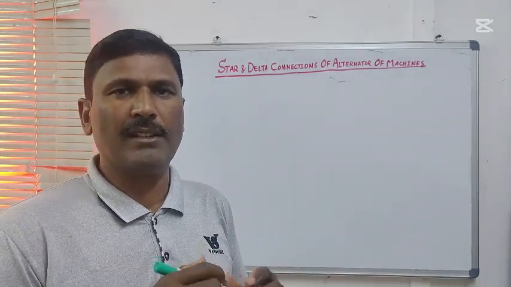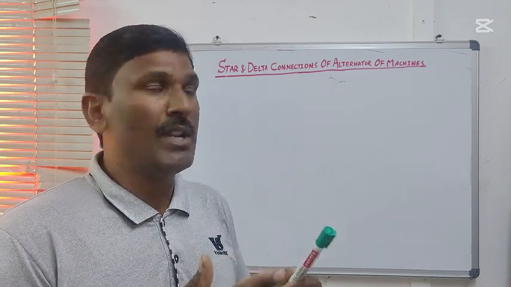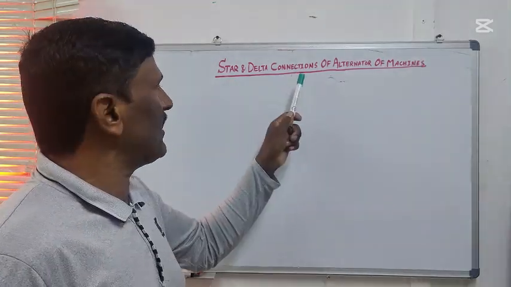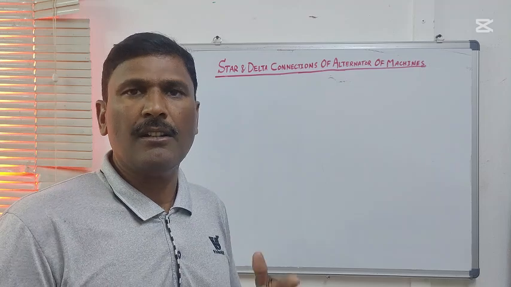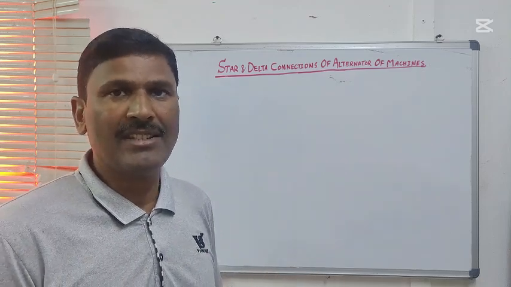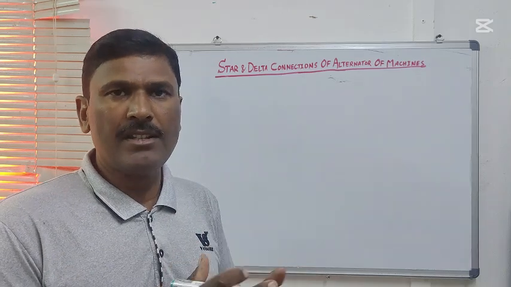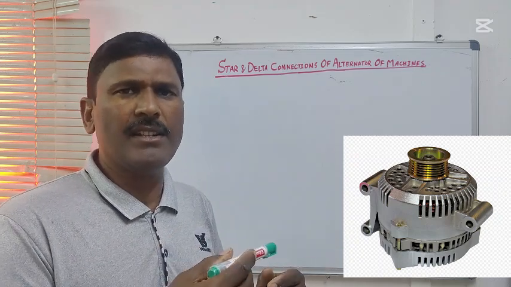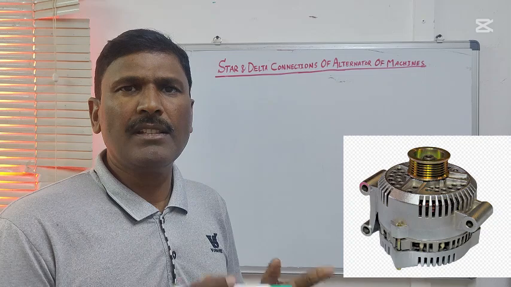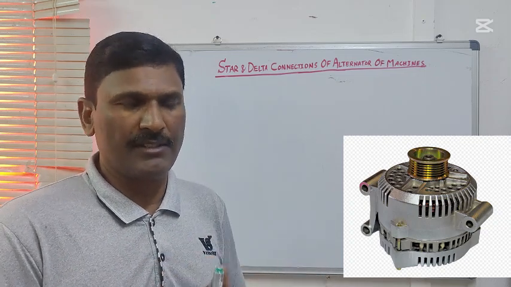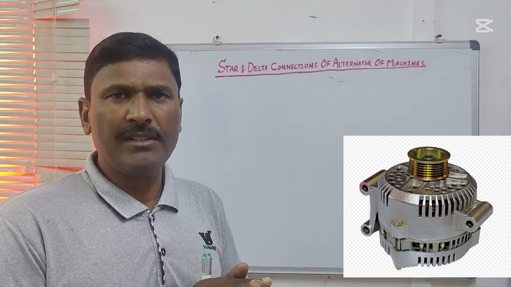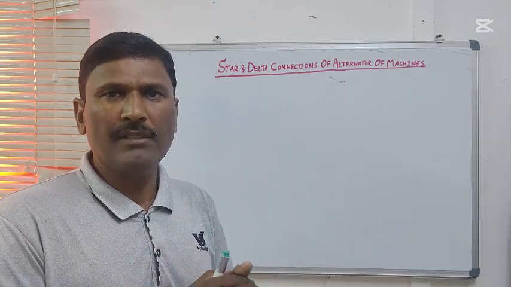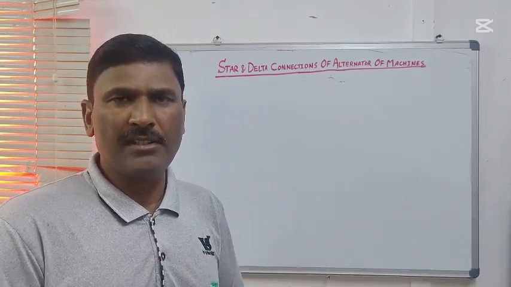Today again I come up with another video, and in today's video we are going to learn star and delta connections of alternator machines. These connections are crucial for the different operation of various machines. So let's get started. Let's first understand what an alternator is. An alternator converts mechanical energy into electrical energy using the principle of electromagnetic induction. In heavy equipment such as excavators and generators, the alternator plays an important role in powering various systems.